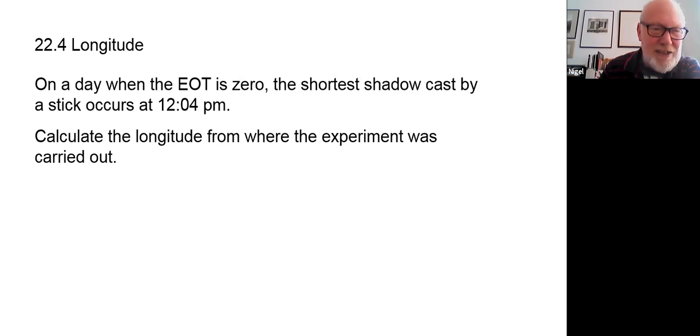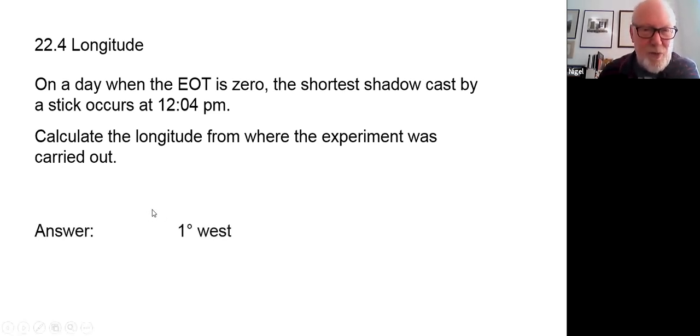Right, let's complicate things a little bit. Let's say we're on Christmas Day, when the equation of time is 0, and the shortest shadow cast by a stick occurs at 12:04 p.m. That's just after 12 noon, early afternoon. Where did we carry this out? What was the longitude? Apparent solar time is 12 noon, and mean solar time at Greenwich is 12:04. So we're earlier than Greenwich, and therefore we're 1 degree west.